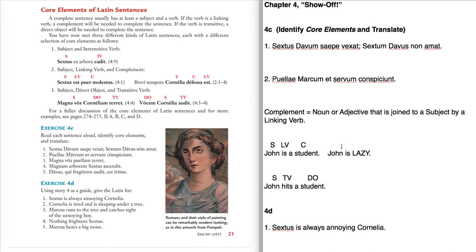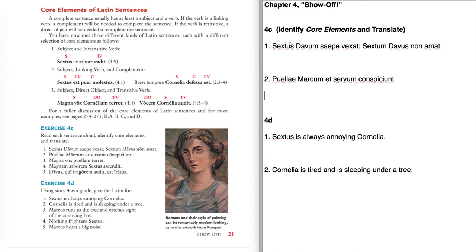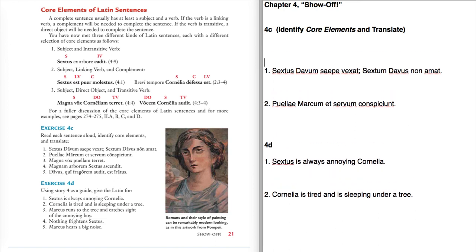So they can be adjectives or they can be nouns, these complements. I'm going to erase this now. You can always look at it again if you need to. Okay, so we'll start by looking at this sentence here. First, we'll identify the subject. The sentence says, again, the idea is to identify the core elements and then also to translate the sentence, right?